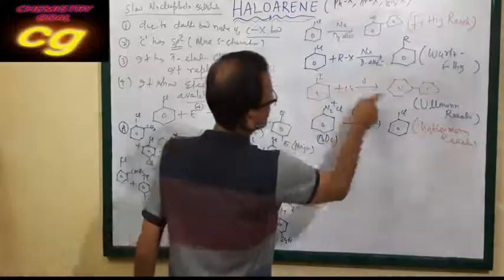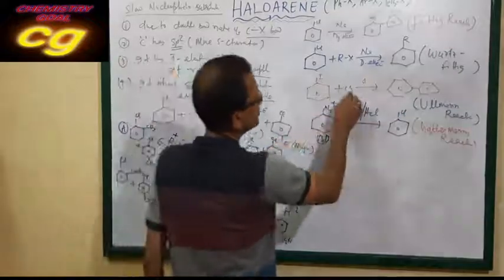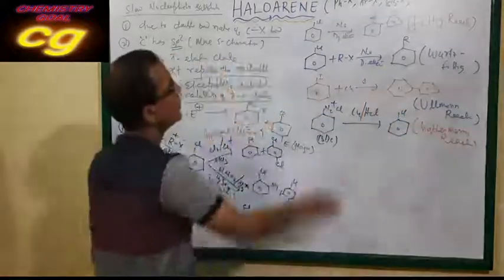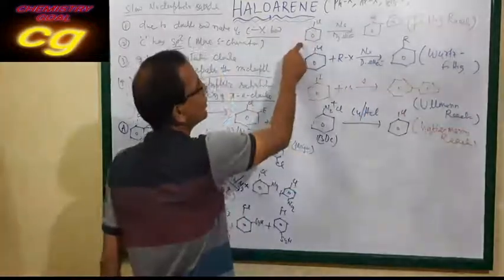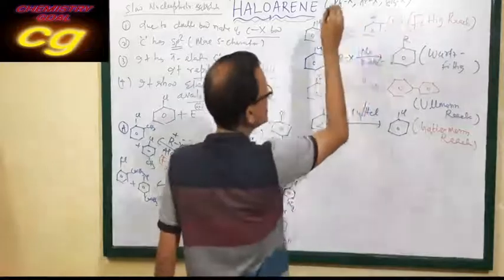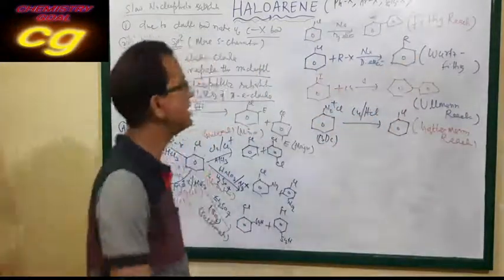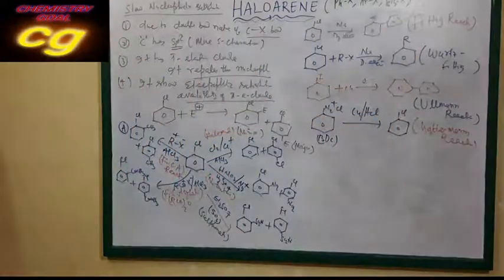So iodobenzene converts to diphenyl using copper powder, that is Ullmann. Chlorobenzene to higher haloarene, that is Wurtz-Fittig. Chlorobenzene converts to diphenyl, that is Fittig reaction. So these are important substitution reactions of haloarene.